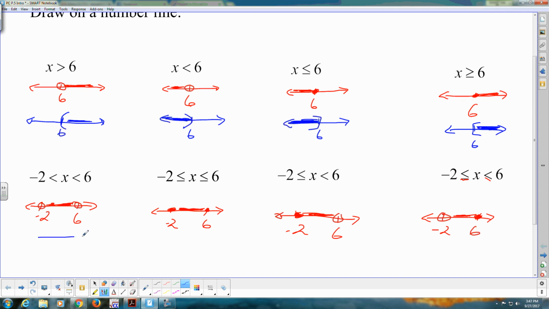So then these ones down here, -2, 6, it would be a paren facing this way, a paren facing that way. Sorry, I'm a little bit off there. Shaded in between. Okay. Where this would be a bracket between them. -2, 6, bracket, bracket, shade between.